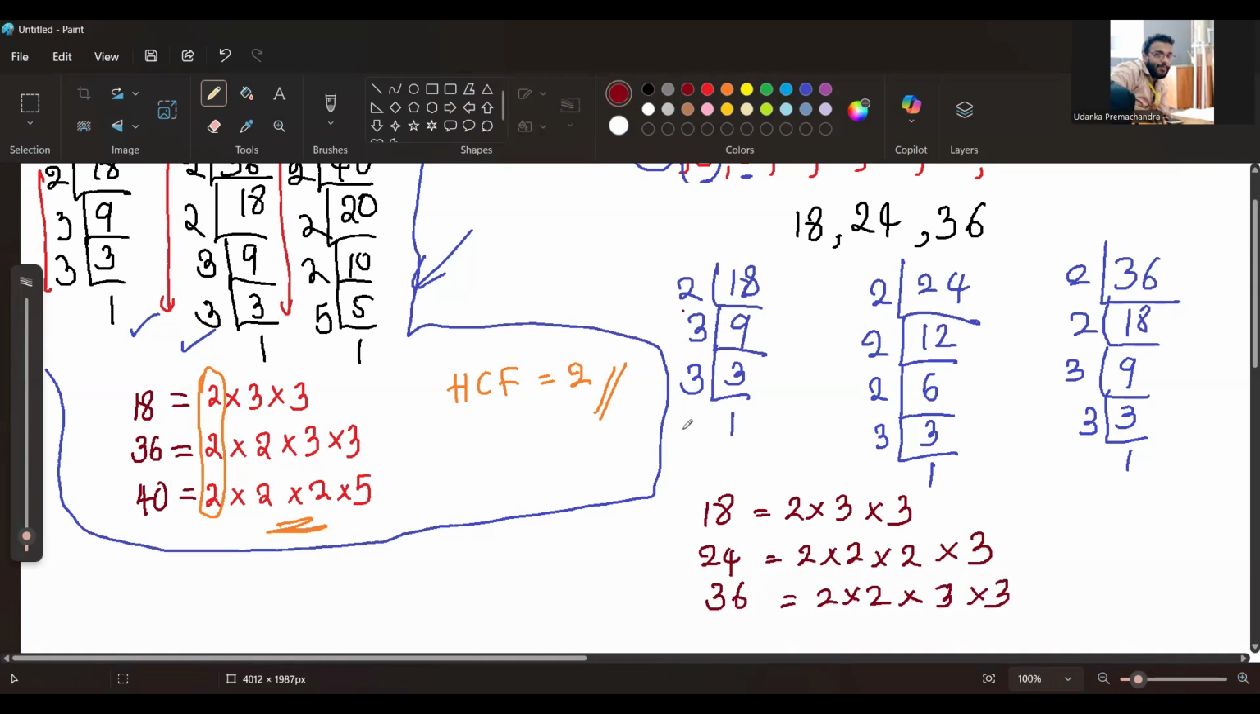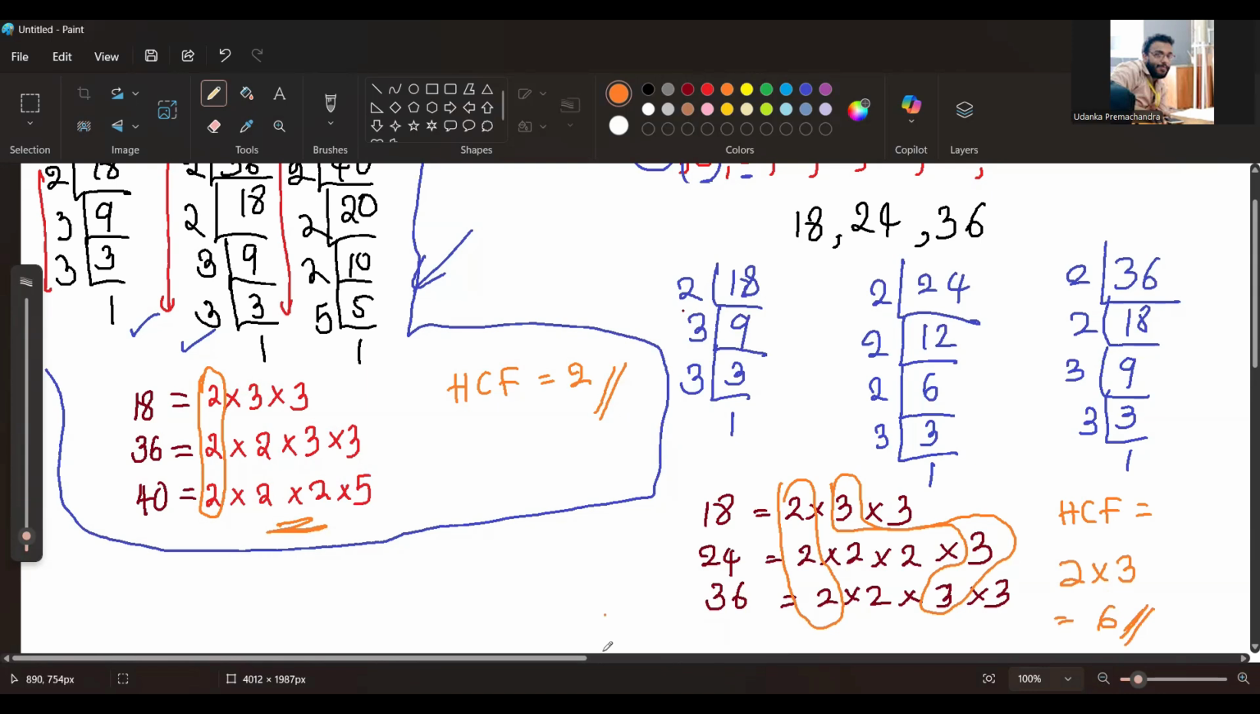Now encircle them. Here you can take 2. Any other value? A 3. It should be 3 for all. You can take any 3, it's fine. So HCF, highest common factor, should be 2 into 3. There are two values. 2 into 3 should be 6. Is that clear, correct for you?